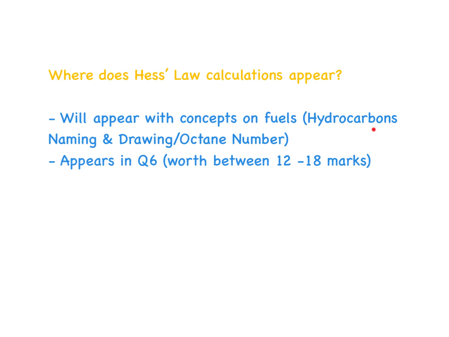So there you'd be looking at hydrocarbon naming and drawing. You would also be looking at the octane number, and factors that affect octane numbers, such as dehydrocyclisation, catalytic cracking, etc. Fractional distillation would come in there as well, and all of your different fractions and the functions of them. This question is usually a question 6 in section B of the paper, and your calculation can be worth anywhere between 12 and 18 marks.